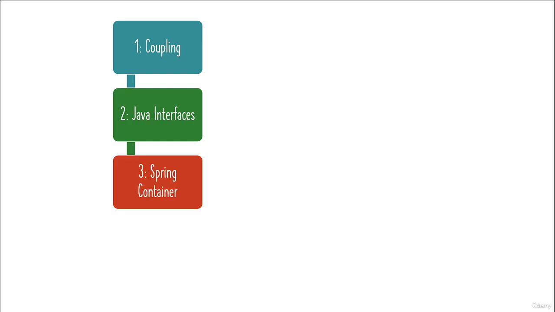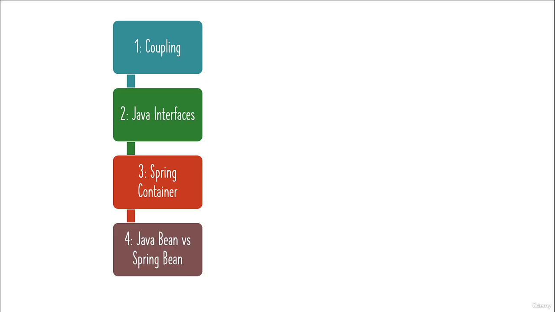In the last two sections, we got an introduction to the Spring framework. We understood what is coupling, how you can bring in loose coupling using Java interfaces, and we also understood how to launch a Spring container. We made use of an application context to launch a Spring container, and we created a number of Spring Beans. We also understood the difference between Java Bean and Spring Bean.